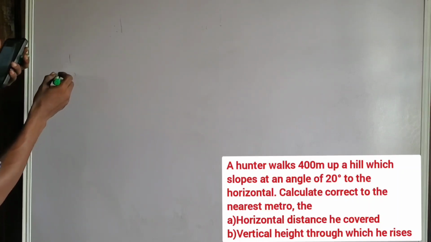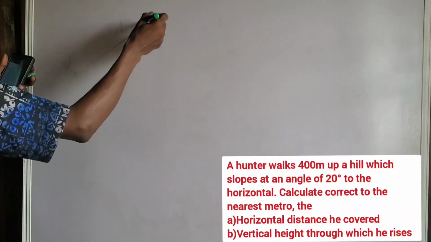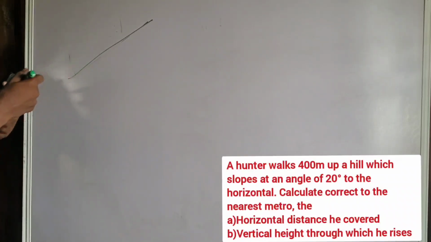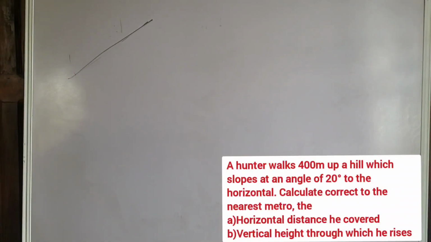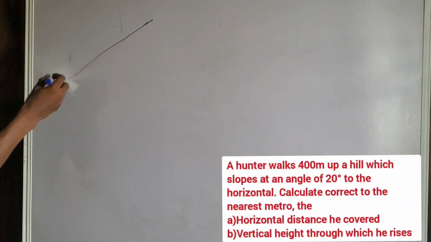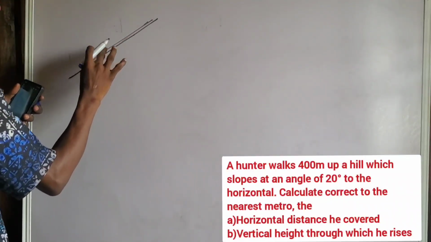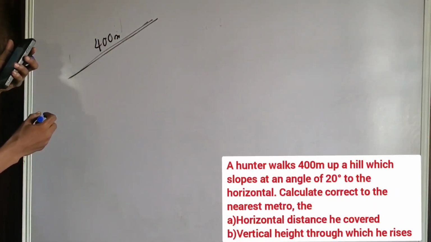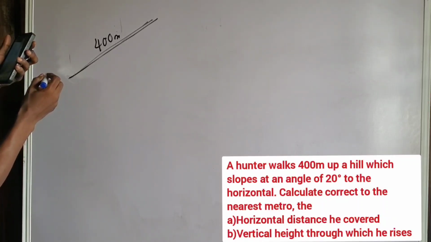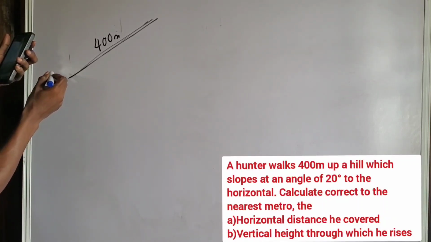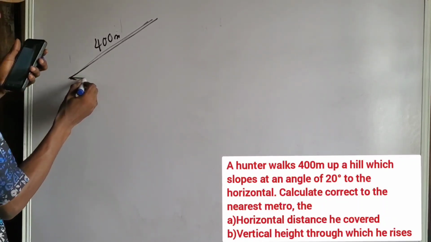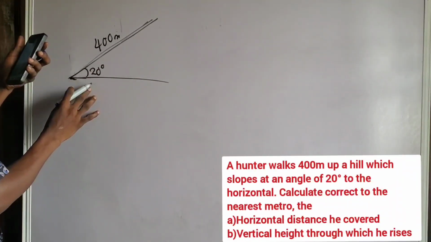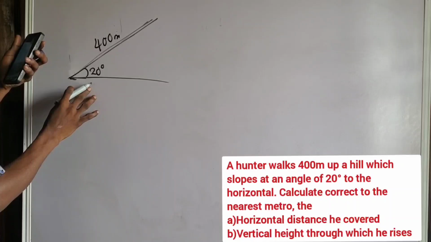The hunter walks 400 meters up a hill. So this is how we're going to have it. Let me change the marker, okay? This is 400 meters. And it slopes at an angle of 20 degrees to the horizontal. This is the horizontal, okay? 20 degrees to the horizontal. Calculate, correct to the nearest meter.